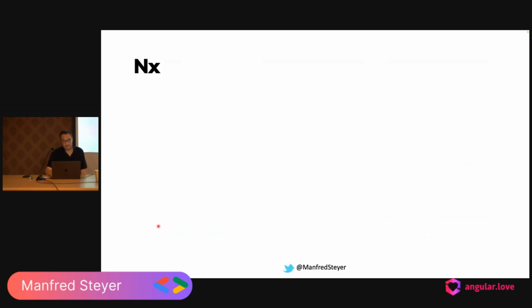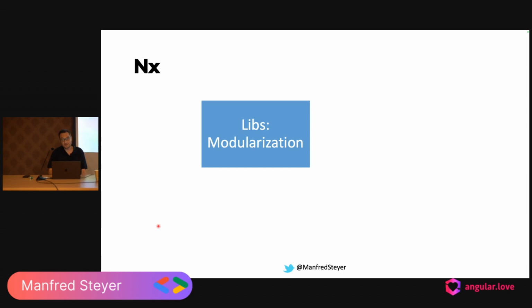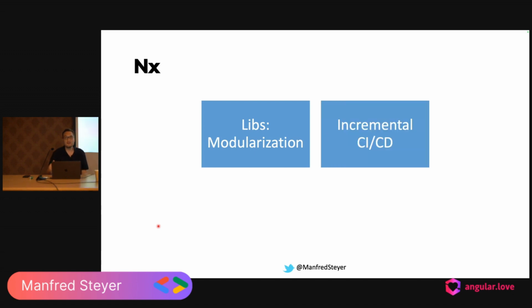How to implement this? Well, we use NX a lot. Who is using NX? Okay, some of you. Cool. And NX gives us those module boundaries. We can define that this aspect is not allowed to communicate with that aspect of the application. And it gives us incremental CI/CD.